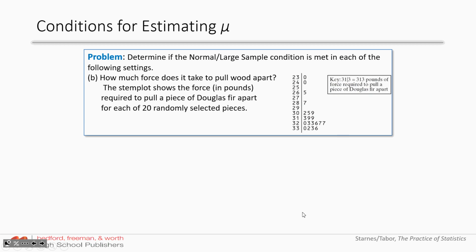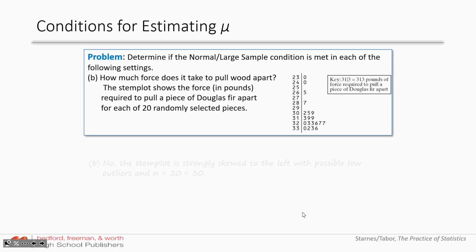How about this? How much force does it take to pull wood apart? The stem plot shows the force required to pull a piece of Douglas fir apart for each of the 20 randomly selected pieces. So my sample size is 20. Because my sample size is 20, it's smaller than 30. I don't know anything about the population shape. They didn't tell me anything. So I'm going to look at the sample distribution. Not the sampling distribution, the sample distribution.